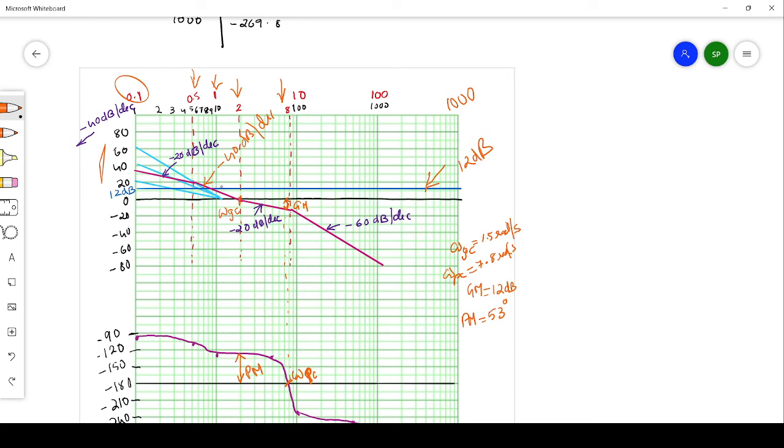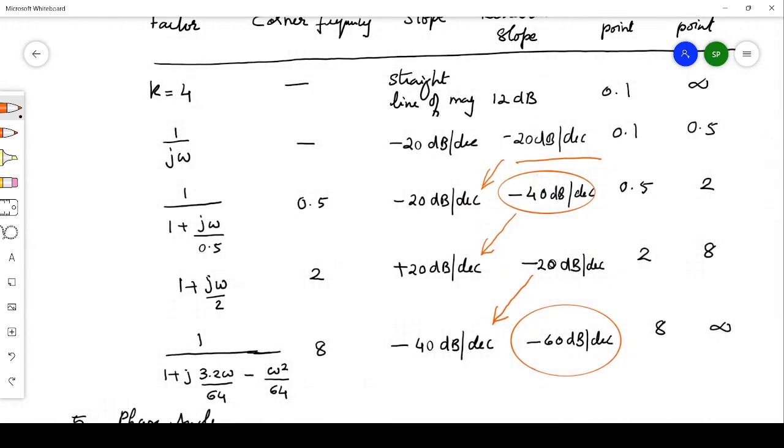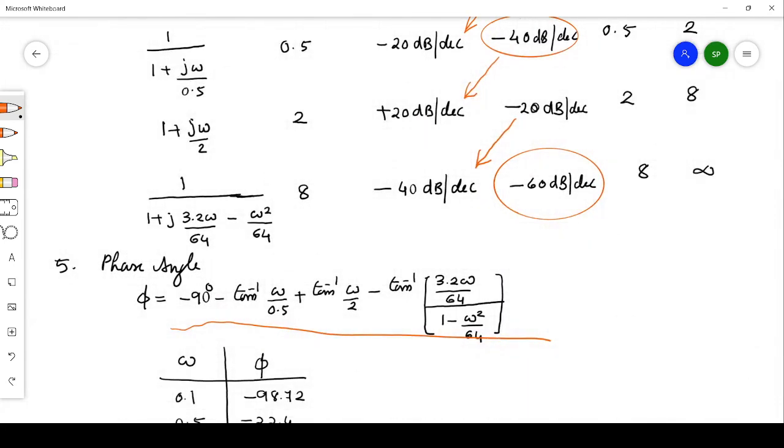So we need not extend it, we just keep it as a reference and make sure that it is passing through this 12 dB at omega equal to 1. Okay, but you have to stop this line at corner frequency 0.5, because at corner frequency 0.5 the slope is changing. I'll show in this table. So here at 0.5, just see our slope is changing to minus 40 dB per decade. The next corner frequency at 2, the slope is changing to minus 20 dB per decade, and at corner frequency 8 it is changing to minus 60 dB per decade.